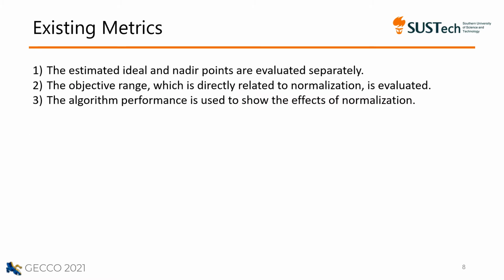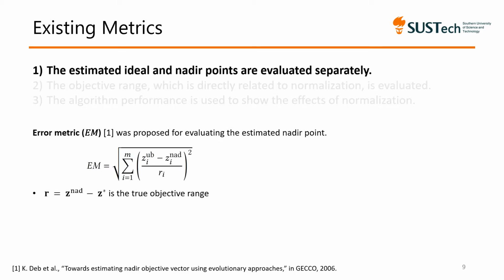Existing metrics for evaluating normalization methods can be classified into these 3 classes. Let's talk about them one by one. The first category of existing metrics is that the estimated ideal nadir points are evaluated separately. And this metric, the error metric, has been widely used to evaluate the quality of the nadir points.